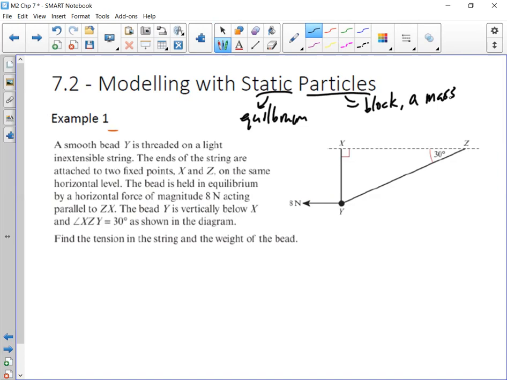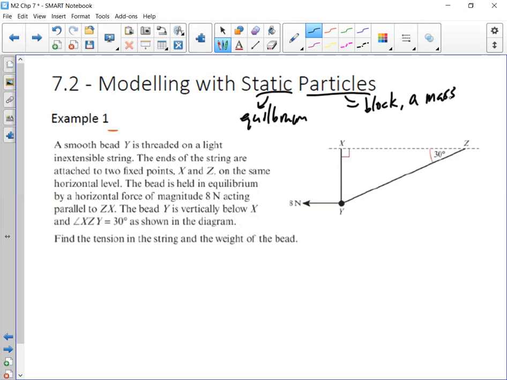So what is not a particle? What you've done in moments is not a particle because it's a plank, it's a rod, so that's not a particle. Right, today's lesson is just about modeling with it. So we're going to play around with more real-life applications of what you've learned in a previous lesson, how to apply those calculations into a context.